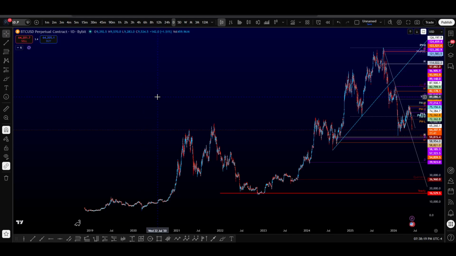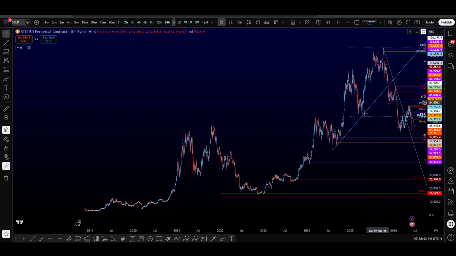Today we'll go over the Bitcoin USD, or BTC/USD, perpetual contract on the Bybit chart. Let's just jump right into it, right? Bitcoin is crashing currently, and I don't see any stop in this crash until we get to roughly around 50,000, which is going to be the target, right?